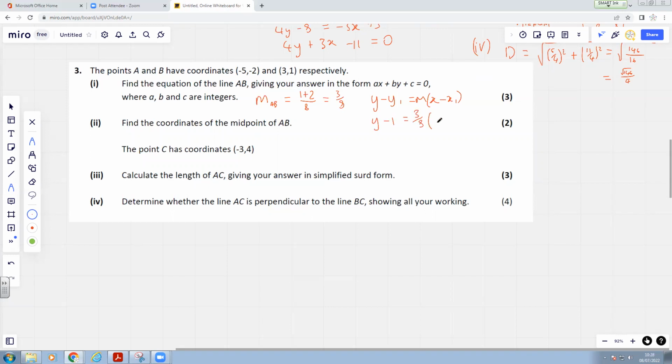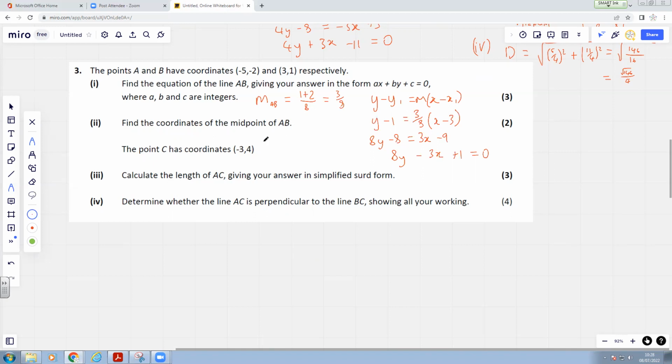Y minus 1 equals 3 over 8 times x minus 3, times it all by 8, times the 3 into the brackets. And then you've got the answer as 8y minus 3x, now you're going to add that on, so it's going to be plus 1 equals 0. Yep, cool, I've got the same answer as that. Remember, if you've got minus 8y plus 3x minus 1 equals 0, it's the same answer and it's correct.